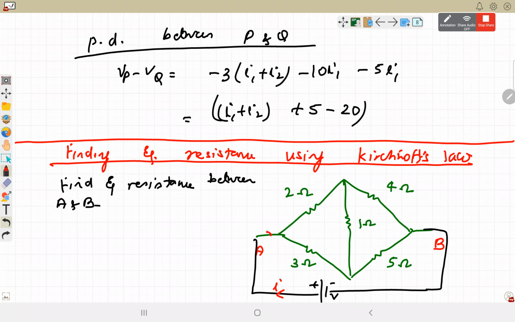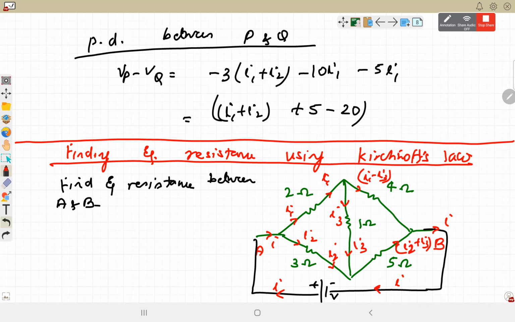Battery delivers current I. This current is distributed I1, I2, और I1 में से I3 नीचे डिस्ट्रीब्यूट हो गया, सो बचेगा I1 minus I3, that is in the 4 ohm, और इधर से I2 और I3 दोनों मिल जाएंगे. So in the 5 ohm resistor, that will become I2 plus I3, or here both will become I1 plus I2, and I1 plus I2 is I.